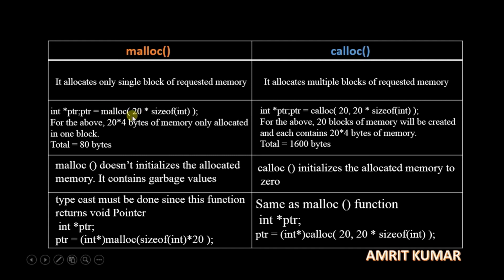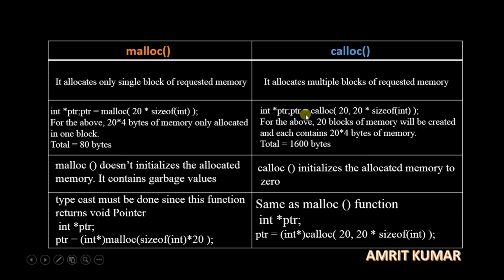Here the number I am giving is 20, multiplied with the size of integer, and we know that the size of integer is 4 bytes in 64 bit and 2 bytes in 32 bit. It depends on the system. So 20 into 4 is going to be 80 bytes. So 80 bytes of memory is allocated in only one block. This 80 bytes of memory is going to be allocated to the ptr variable, which is a pointer variable of integer data type, so it is going to store only integer values.